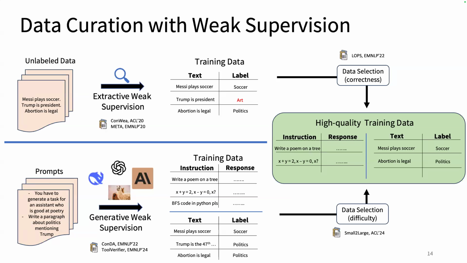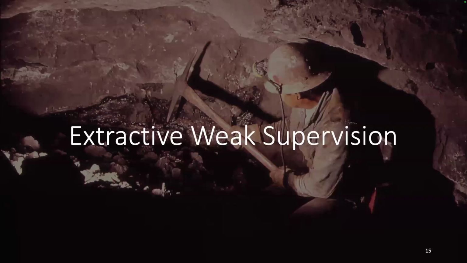So I have a total of 6 works addressing each part of this, starting from obtaining the first version of training data using extractive and generative weak supervisions: Conv, Meta, and Conda tool verifier, and then 2 works focused on data selection for correctness and for difficulty. In this talk, I'm going to discuss these works. I will cover extractive weak supervision relatively faster than generative weak supervision because I extensively discussed that in my thesis proposal. Okay, let's start with extractive weak supervision.